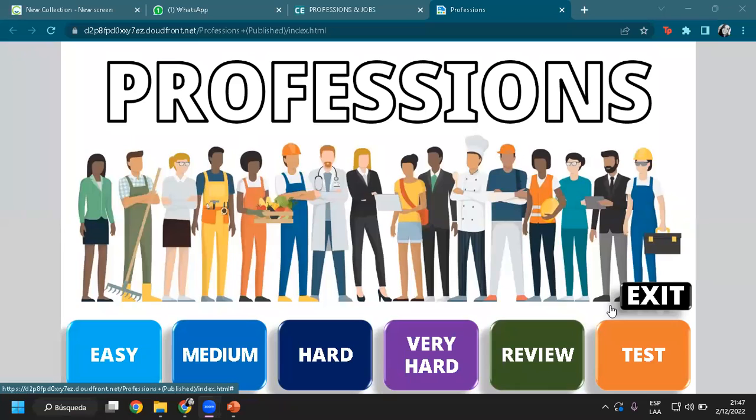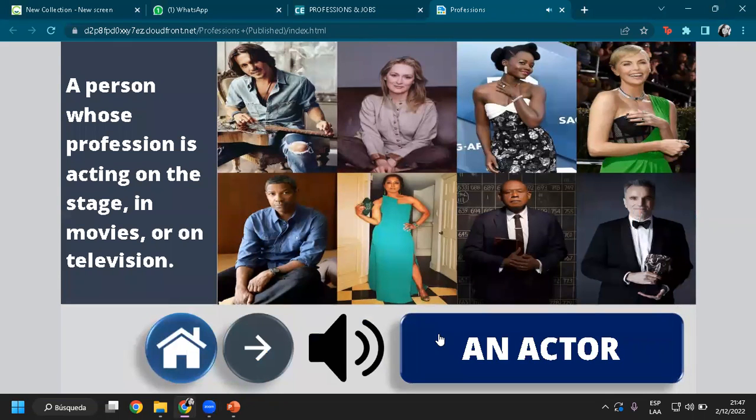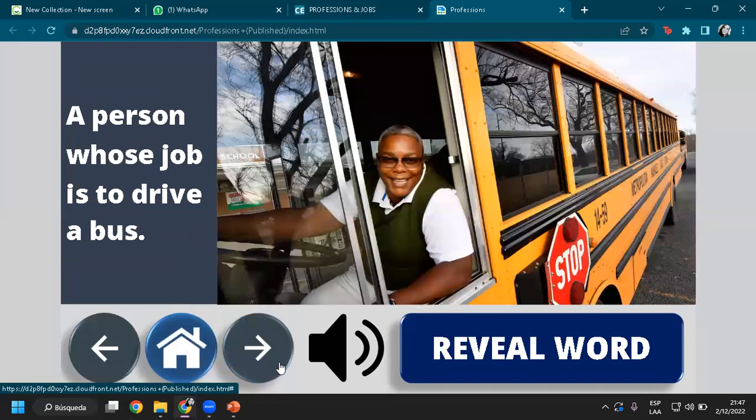Now look at here. I have different professions here. Let's see if you can guess the professions. Vamos a iniciar con el easy. Okay, look at the pictures. What is the profession here? Actor. Very good. That's correct. Okay, how about this one? What is the profession? Driver. It's a driver.